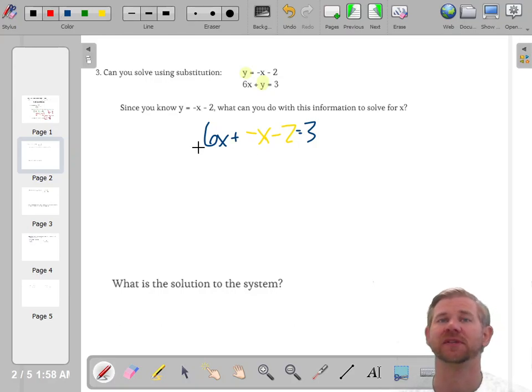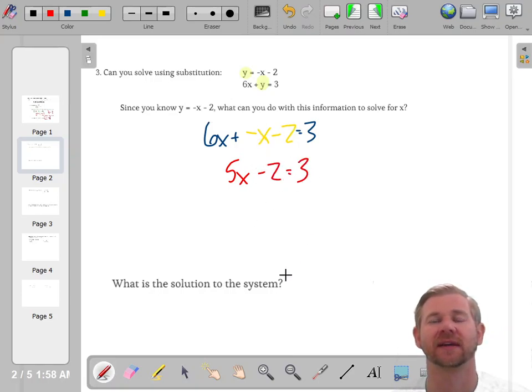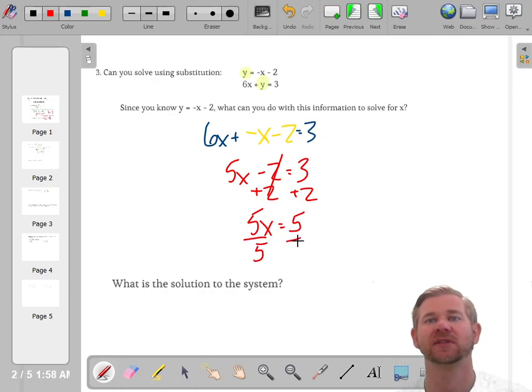Now we just combine like terms. 6x and negative 1x make 5x. 6 minus 1 is 5. Negative 2 doesn't have any like terms on that side. Now I will get x by itself. The opposite of subtracting 2 is adding 2. 3 plus 2 is 5. And then when you divide both sides by 5, x equals 1. Great. We have x equals 1.